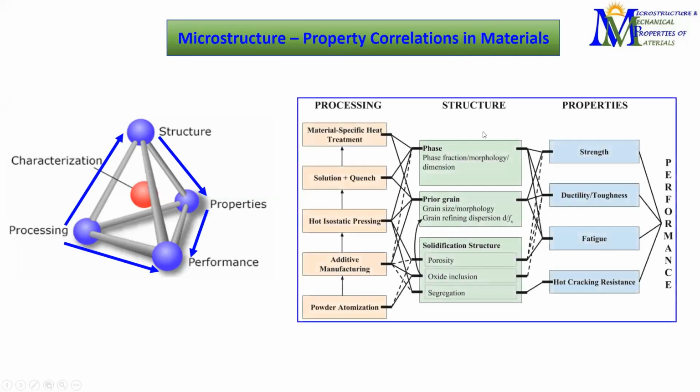Now, these are just being elaborated. If we use different kinds of processing techniques, such as solution treatment and quenching, hot isostatic pressing, even additive manufacturing and powder atomization, we end up with differences in their phase structure, their grain size, and other phases, and even defects, inclusions, and segregation that are forming. All these primarily affect the properties of the materials, like strength, ductility, toughness, fracture, fatigue, or whatever is of significance for any particular application.